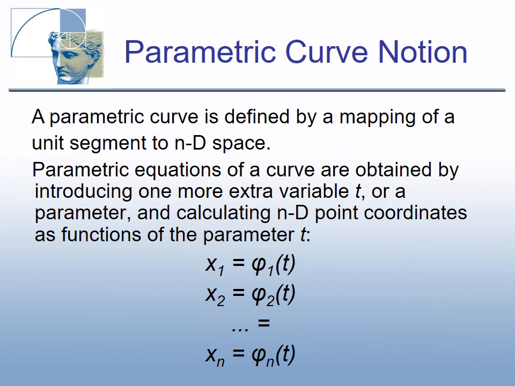Parametric equations of a curve are obtained by introducing one more extra variable t, called a parameter, and calculating n-dimensional point coordinates, as shown, using the functions of the parameter t, which is changing from 0 to 1 on the unit segment of the t-axis.